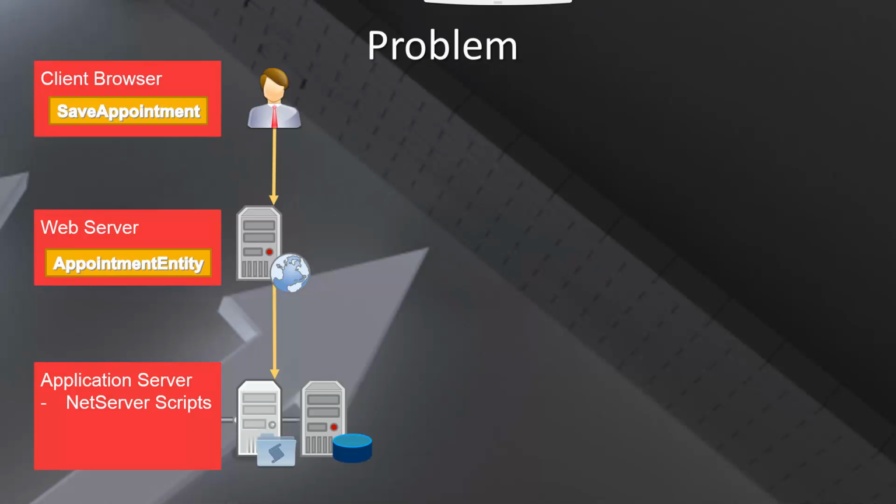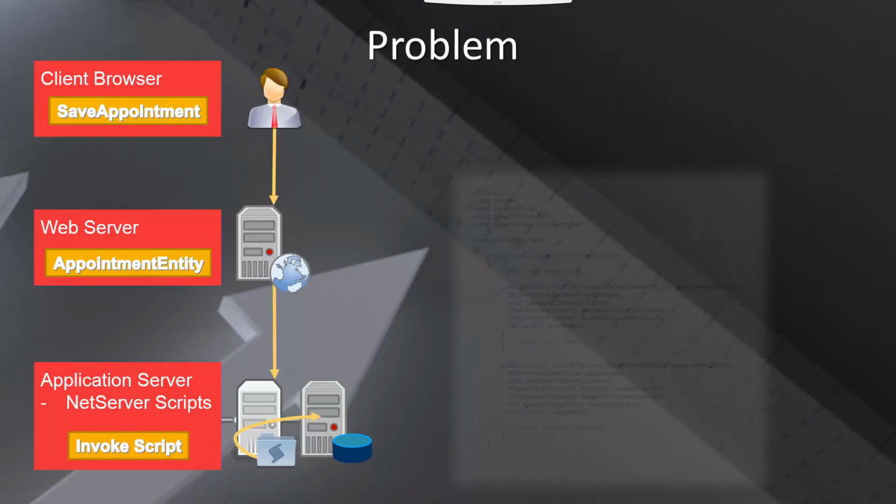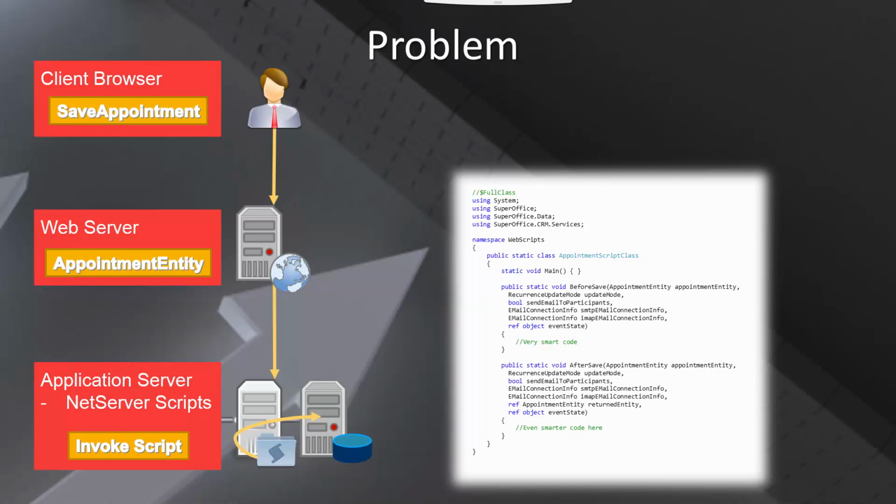Okay, so the data handler sends the appointment entity through the web services API, and in the web services, on the application server, the scripts are invoked. Scripting events have before events, after events, and even after async events for long-running processes. When appointments are saved, the web client uses the web services appointment agent's save method to save the appointment.